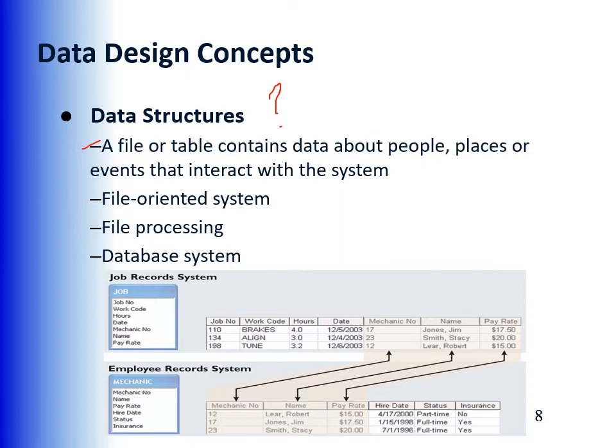A file-oriented system is also called a file processing system. Each file or table contains data about people, places, things, or events. For example, one file or table might contain data about customers, and other files or tables might store data about products, orders, suppliers, or employees. So depending on how the files and tables are designed, an information system is called a file-oriented system or a database management system.